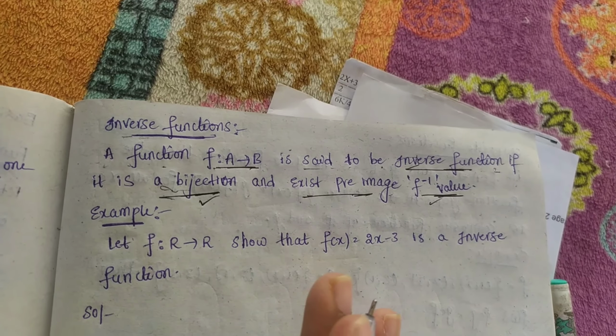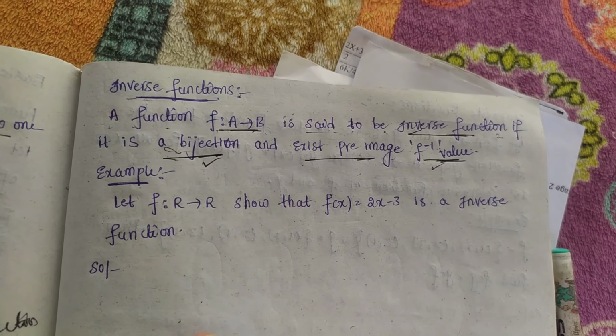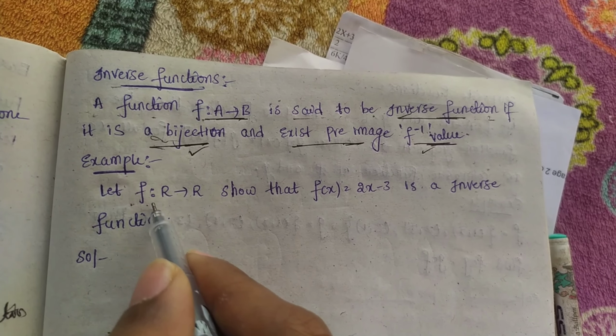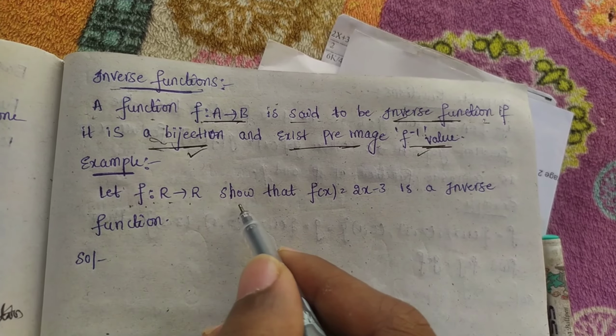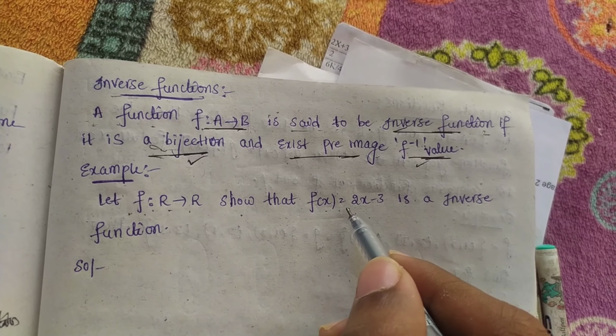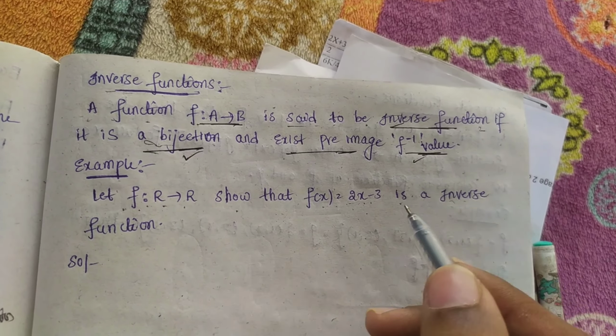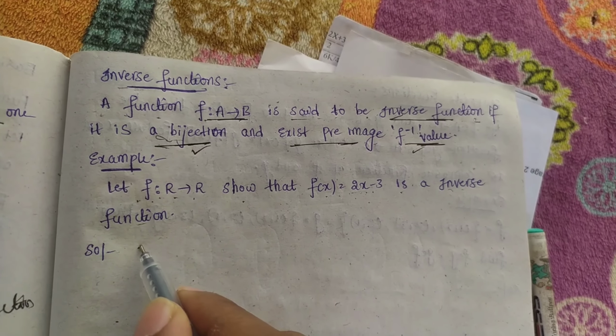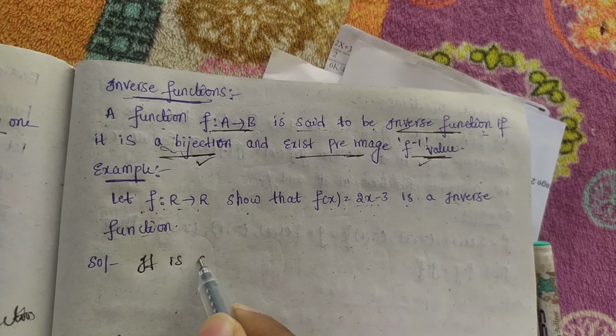So let us start with an example and understand the concept. Given f from R to R, show that f(x) = 2x - 3 is an inverse function. First of all, it is a bijection.